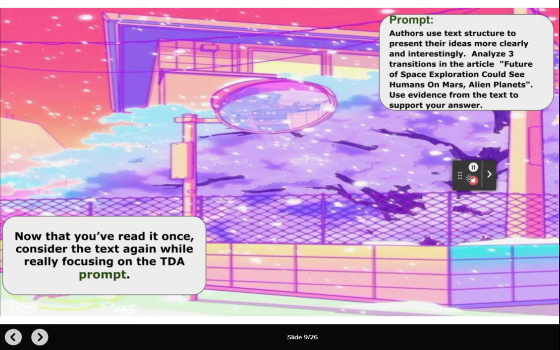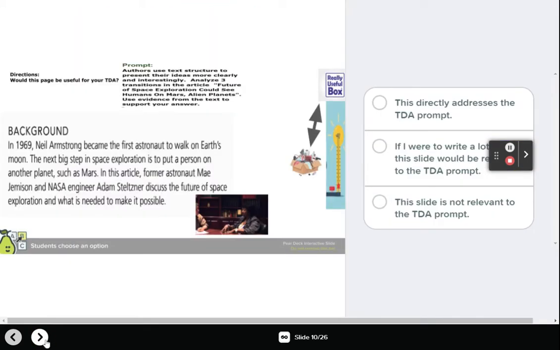Welcome to part two. Let's take a closer look at this prompt. Authors use text structure to present their ideas more clearly and interestingly. Analyze three transitions in the article Future of Space Exploration Could See Humans on Mars, Alien Planets, and use evidence from the text to support your answer.